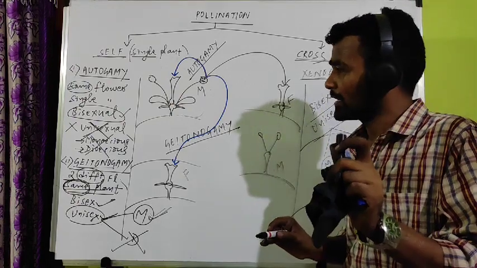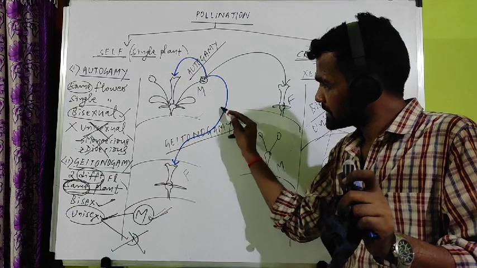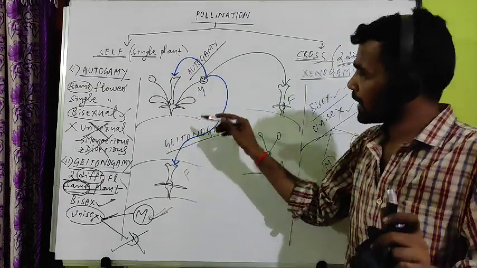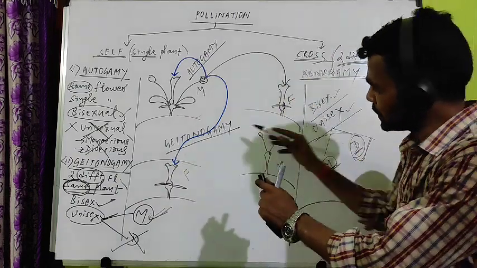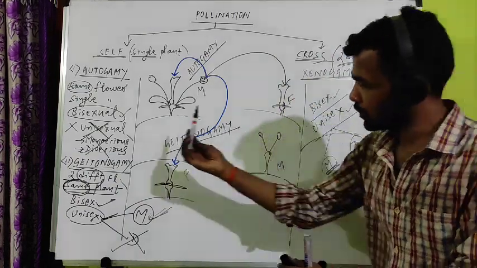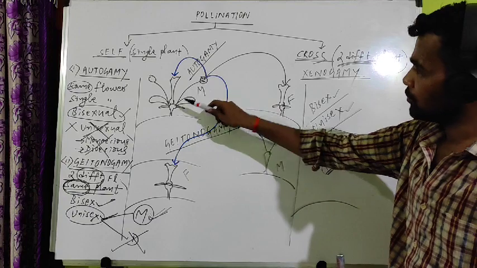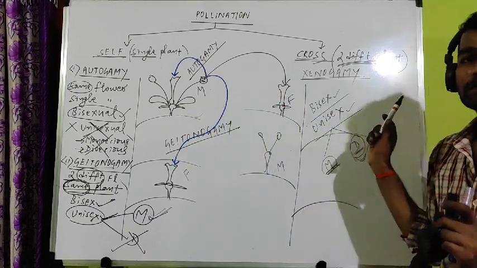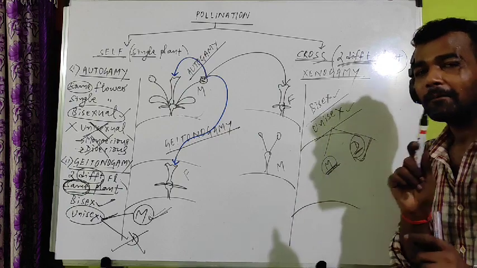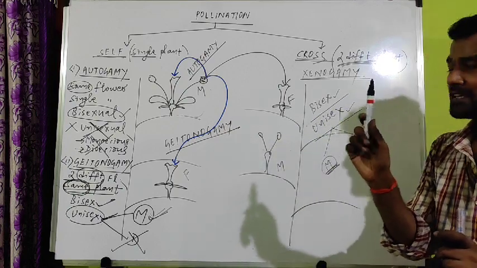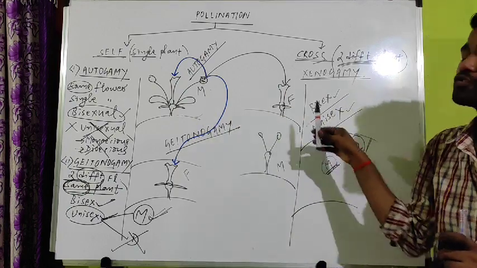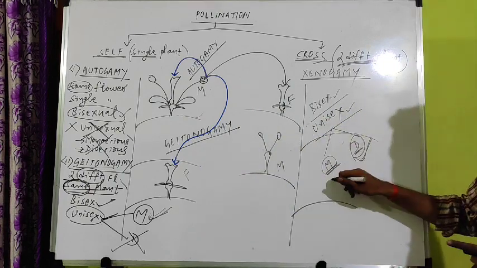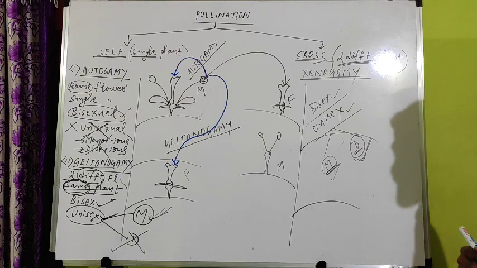In geitonogamy, pollination takes place between two different flowers of the same plant. Along with geitonogamy, there is also a chance of pollination between two different monoecious plants, and cross pollination takes place there. But in a single monoecious plant, cross pollination cannot take place. So two different monoecious plants should be there for cross pollination to occur. That's why cross pollination can take place in both monoecious and dioecious plants.